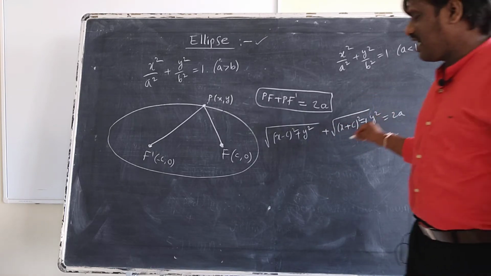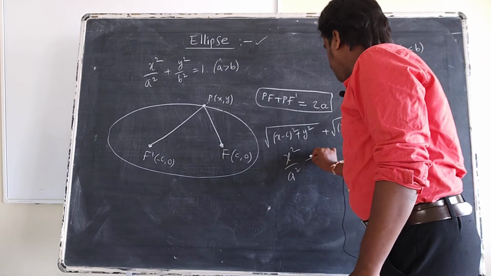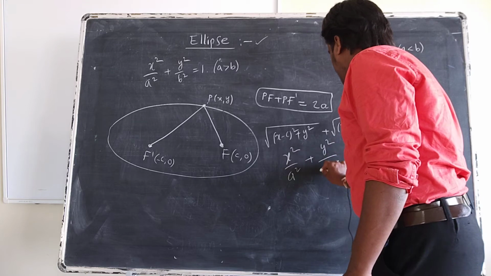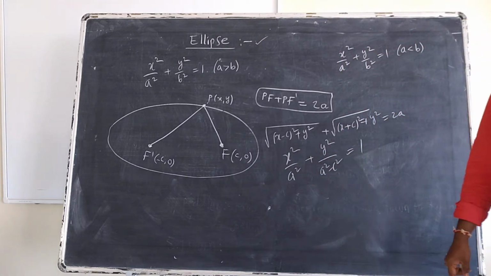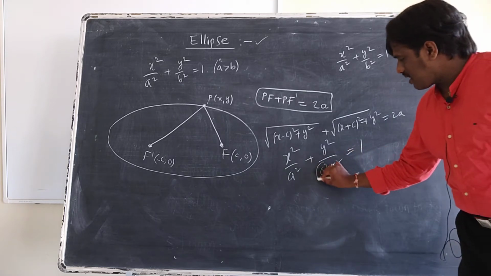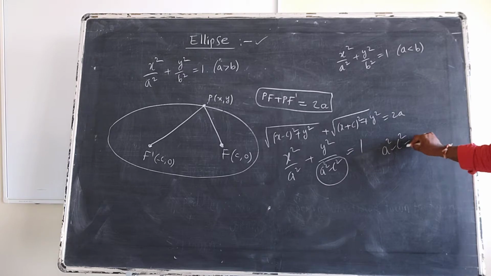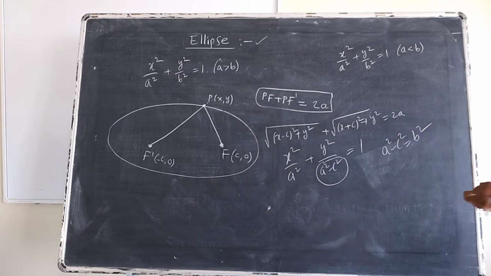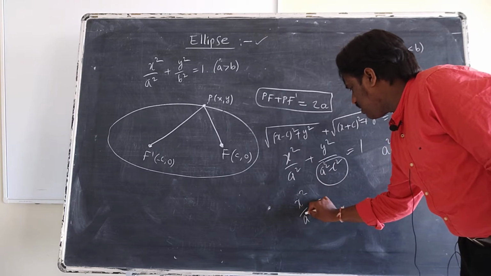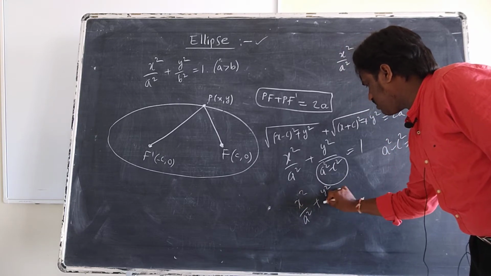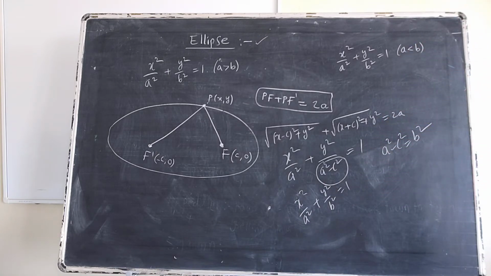If you simplify that, the equation will form as x square by a square plus y square by (a square minus c square) is equal to 1 format you will get. So this a square minus c square we will consider as some constant, that is b square. So this format becomes x square by a square plus y square by b square is equal to 1. This way you will get the equation of the ellipse.